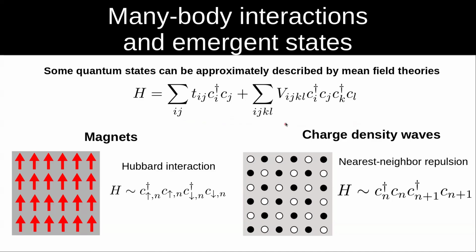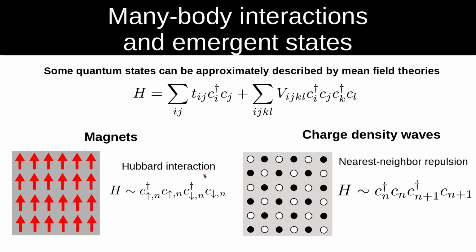That is a term that has 4 fermionic operators, in particular 2 annihilation operators and 2 creation operators. This term can, of course, have many, many different forms. And today we are going to focus on 2 main mathematical forms. The first one corresponds to having spinful fermions. And this is one of the most important types of many-body interaction, which is the so-called Hubbard interaction.